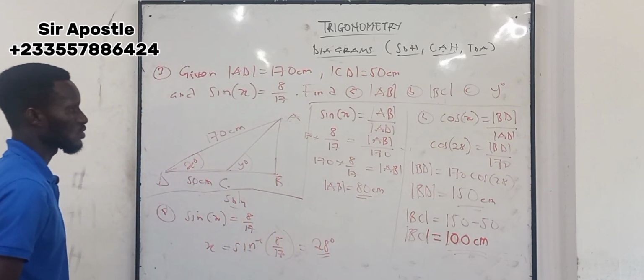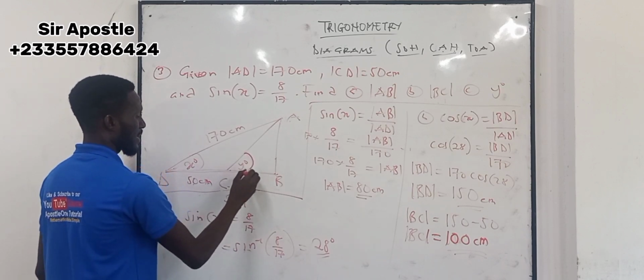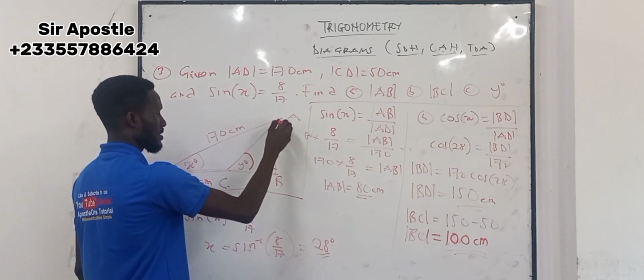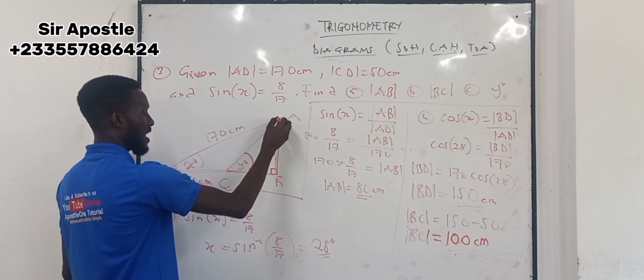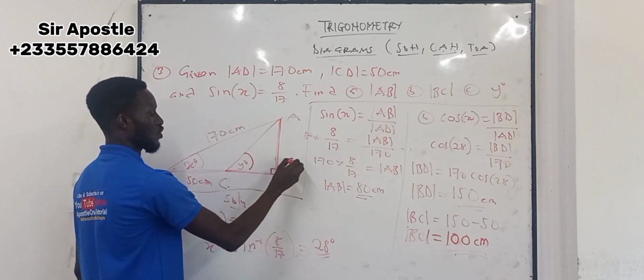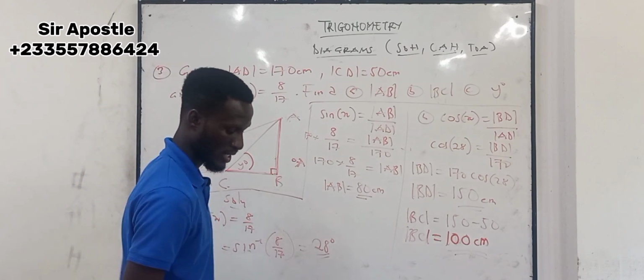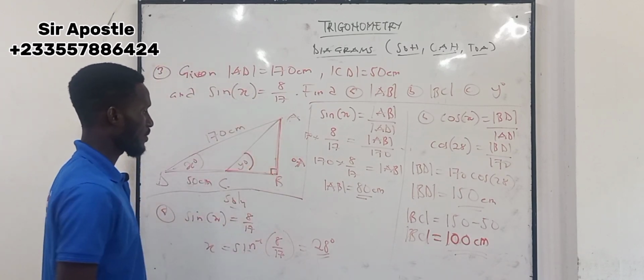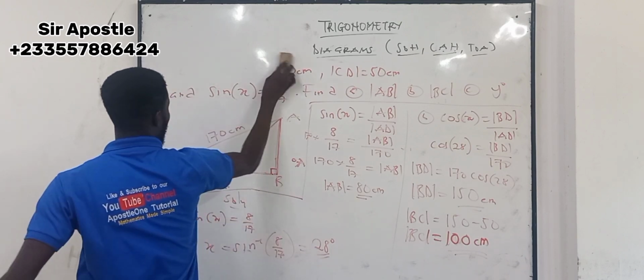Now the last one is to solve for the angle Y. This angle Y is also at 90 degrees. Here is the opposite, here is the adjacent, so we can use tan to solve for the angle. Because we know AB already, we know AB to be 80, we know BC to be 100. So I'm going to use tan.